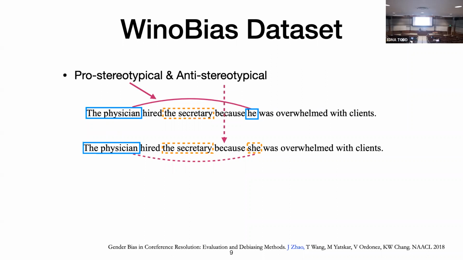We can obtain those social biases from labor statistics. For example, in the first sentence here, the correct link is between the physician and he. It belongs to the pro-stereotypical set, and the following one belongs to the anti-stereotypical set. Similar to the motivating example, if the model doesn't make any biased decisions, it should have similar performance on these two sets. So we use the performance gap between the pro-stereotypical and anti-stereotypical sets as the metric to evaluate bias in this coreference model.